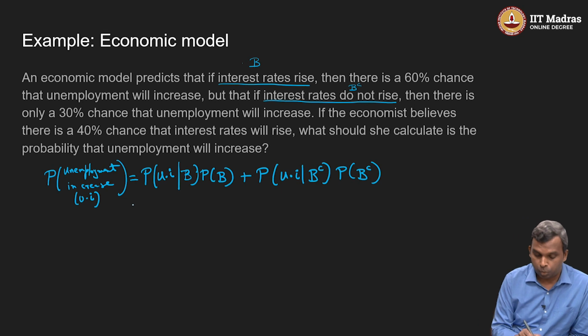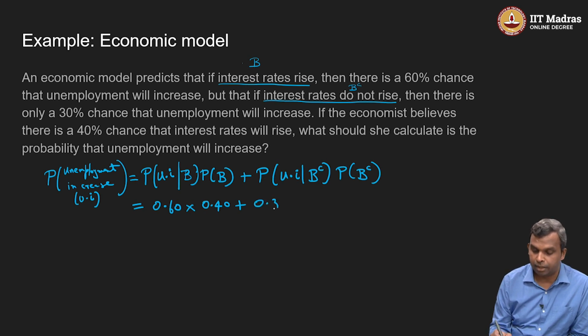Now, the question gives you the probability of unemployment increase given B is 60%. And what about probability of B itself? The economist believes that there is a 40% chance that the interest rates will rise. So, that is 0.40, plus the probability of unemployment increase given B complement, which is interest rates do not rise, and that is 0.30 as given in the problem. What is probability of B complement? From the properties, 0.4 is probability of B, 0.6 is probability of B complement.